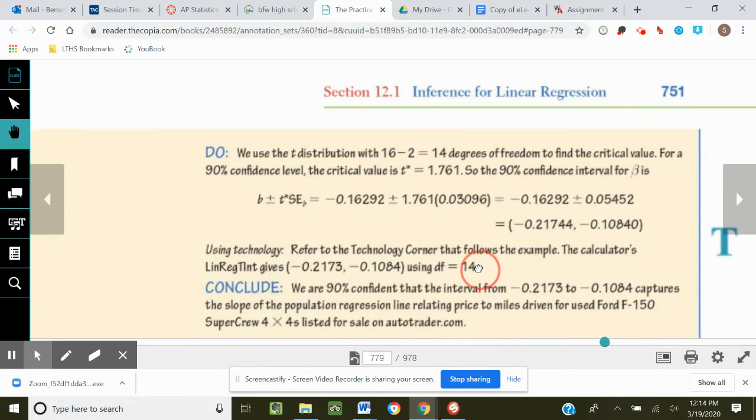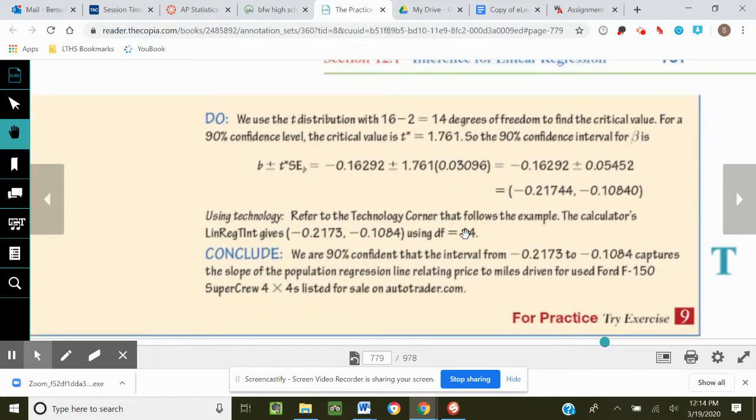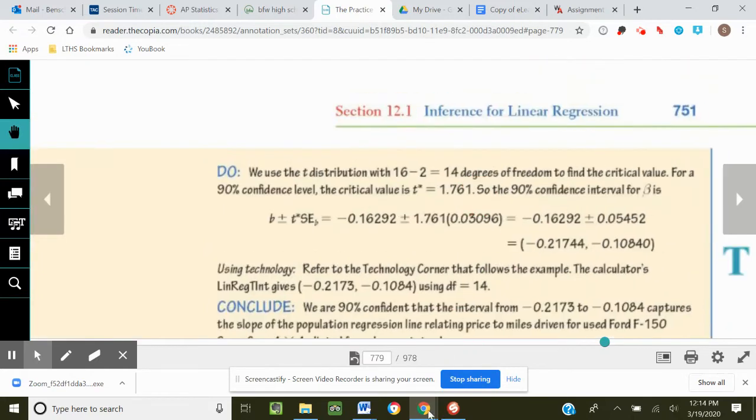If we go to the do step, we have to do inverse t using n-2, which would be 14 degrees of freedom to get the t critical value. So inverse t, area to the left would be 1 minus the confidence level divided by 2. So it would be inverse t of 0.05, and then comma, degrees of freedom 14 would give you 1.761 for the t critical value. All right, here's the sample slope, negative 0.16292.